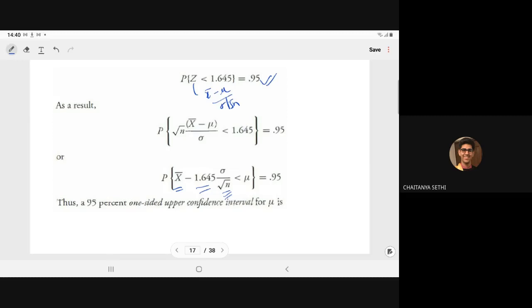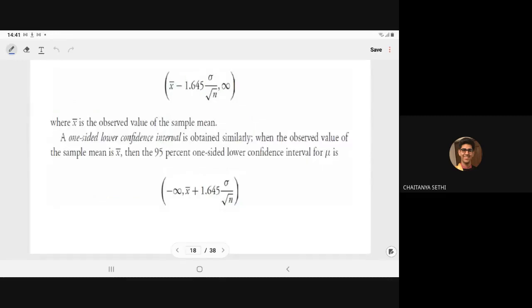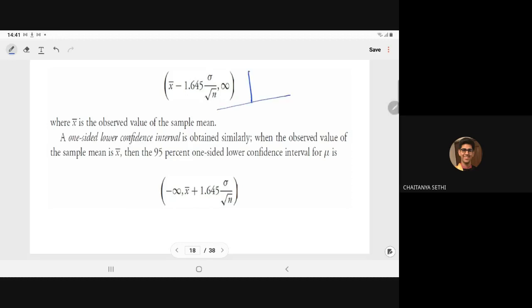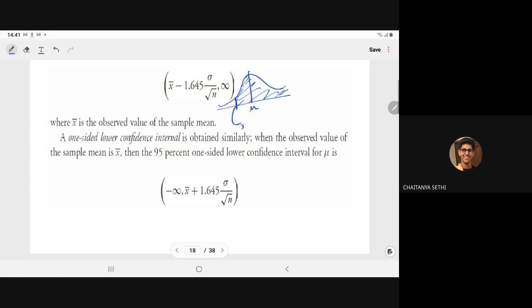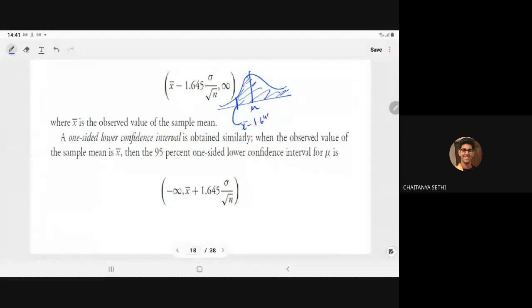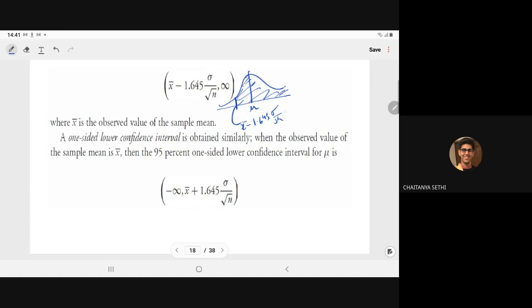It means x bar minus 1.645 into sigma upon root n to infinity. So when we have this normal curve, this true mu lies in this interval, and this value is x bar minus 1.645 sigma upon root n to infinity.